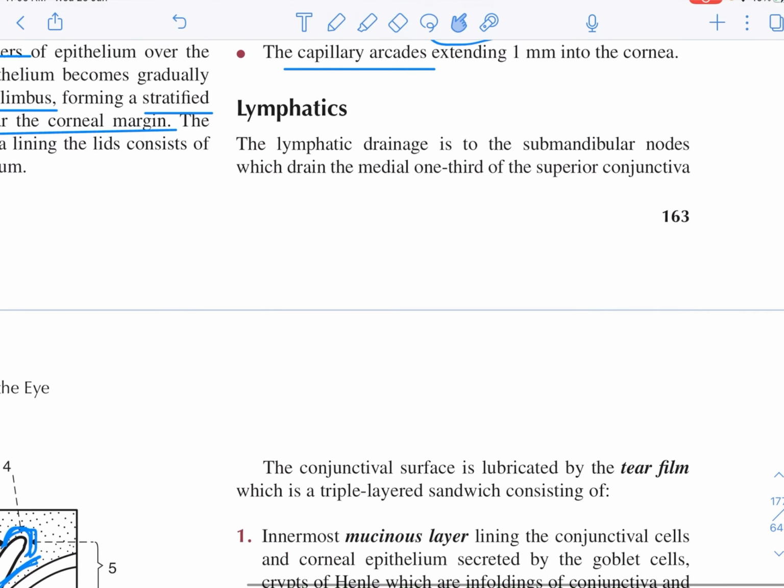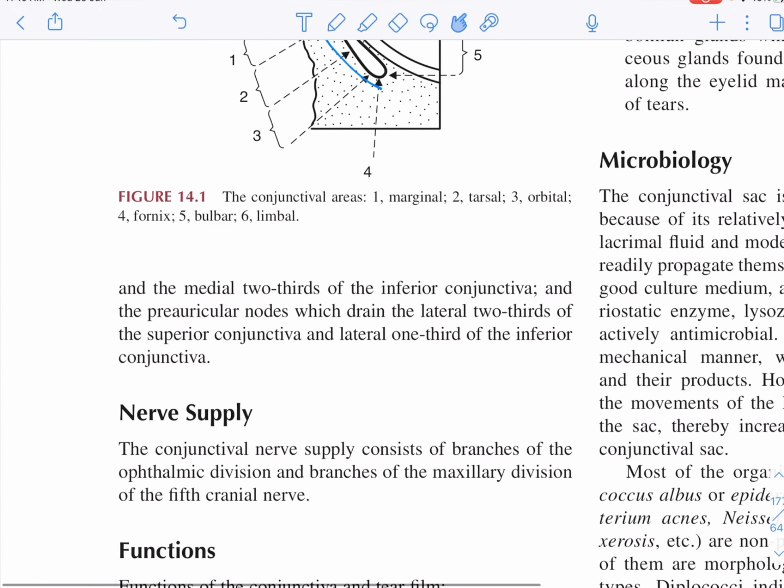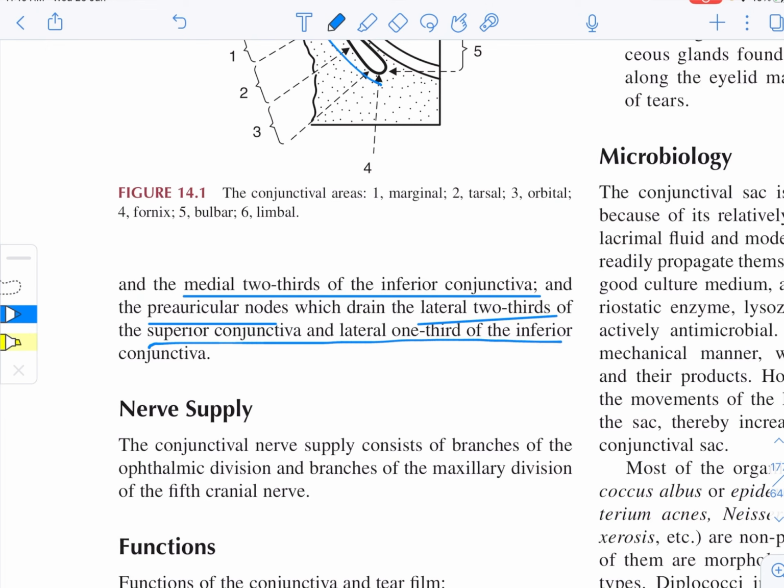Next we come to lymphatics. The lymphatic drainage is to the submandibular nodes, which drain the medial 1/3 of the superior conjunctiva and the medial 2/3 of the inferior conjunctiva. So basically it is the submandibular nodes for the medial 1/3 of the superior and medial 2/3 of the inferior conjunctiva, and the lateral will go to the periocular nodes, which is the rest, lateral 2/3 of the superior and lateral 1/3 of the inferior conjunctiva.